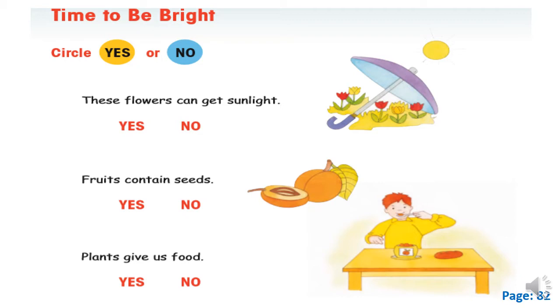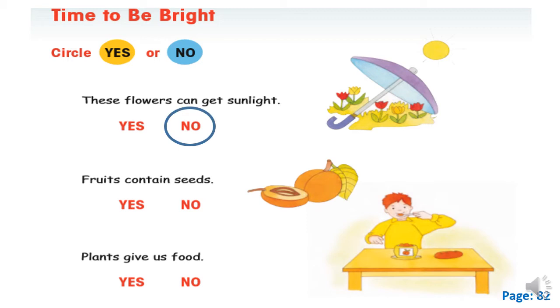The first sentence, as we see here: these flowers can get sunlight. About which flowers? The flowers that are found inside the picture next to the sentence. As we see, these flowers are covered by what? By an umbrella. Excellent, boys and girls. So, can these flowers get the sunlight? Sure, no. Excellent, guys.